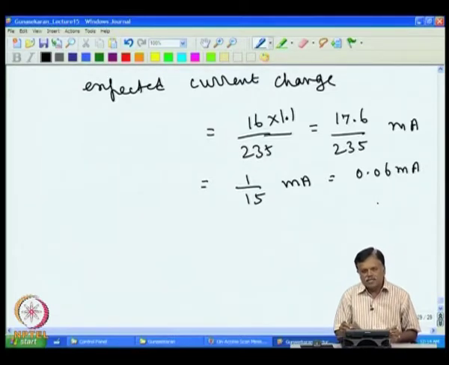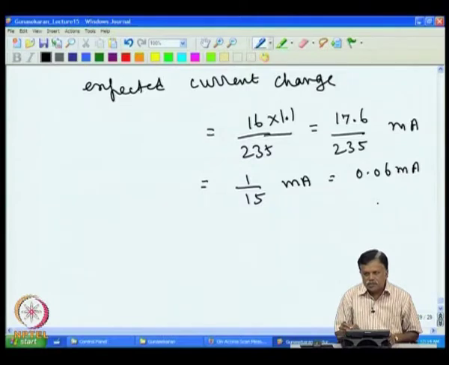Like this, the various errors in a circuit can be computed. I leave the rest of the error calculations to you, so that you can practice that and arrive at the total error involved in the circuit.